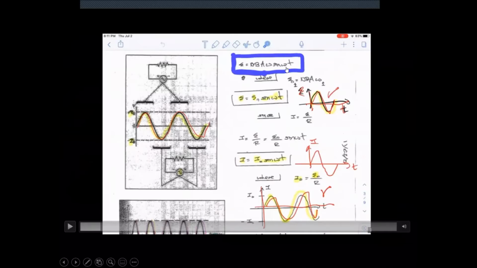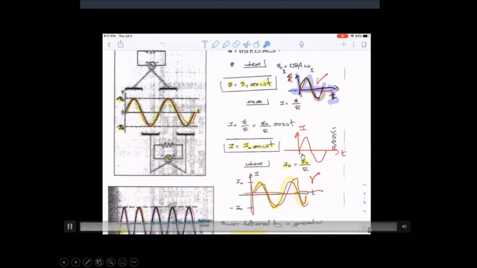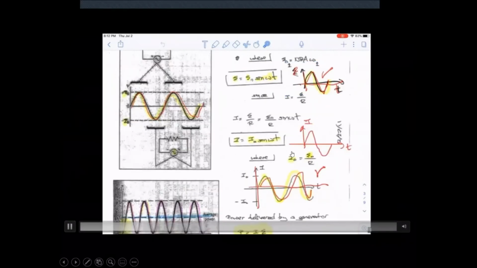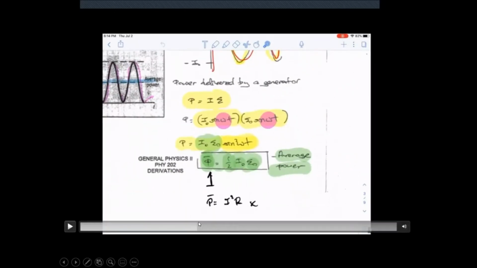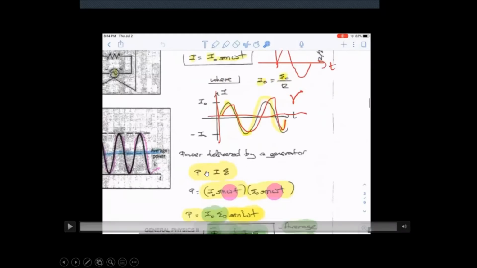This represents the voltage that we're getting. This is the maximum voltage, and it fluctuates up and down just like that, in value as well as direction. And this is the current that the voltage generates or drives. So the current does the same thing. It goes up and down. So the average voltage is going to be zero. The average current is going to be zero. Average power is not.